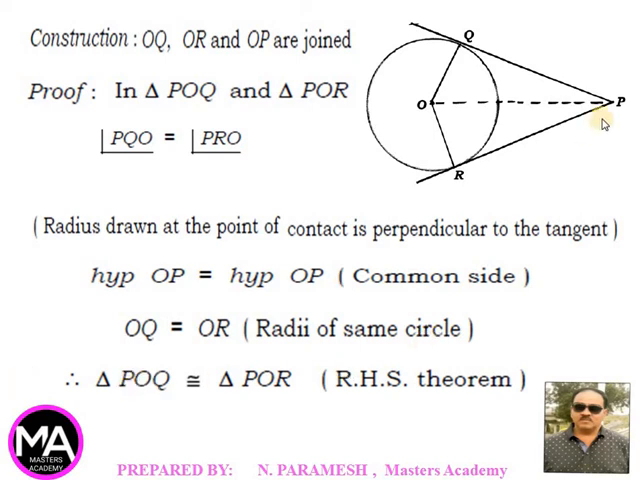Therefore, triangle POQ is congruent to triangle POR by using the right angle hypotenuse side theorem. Therefore, PQ is equal to PR.